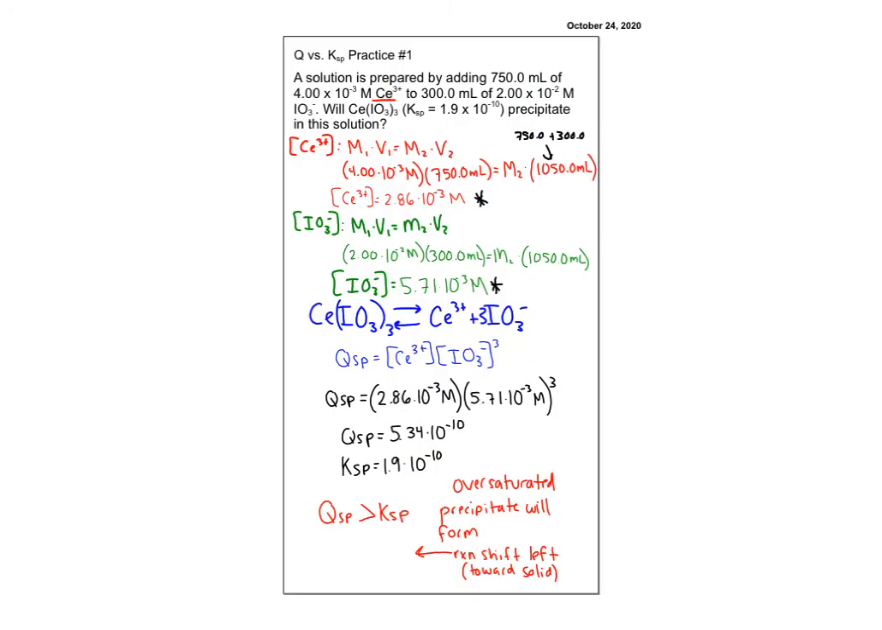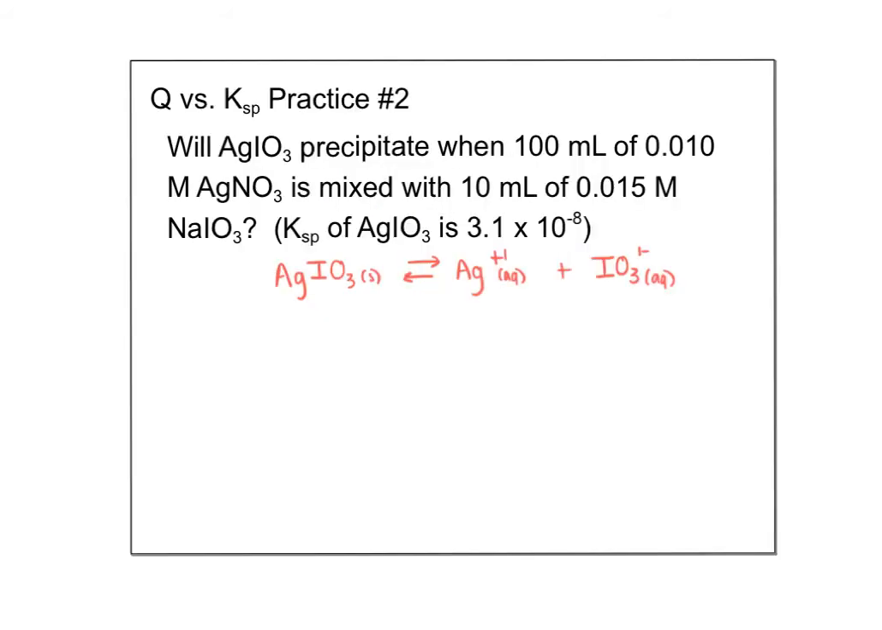Here's that same thing just written out. I wasn't sure if I was going to talk through it quickly or go through it, so you can look this over if you need to. Okay, will AgIO3 precipitate? So that is my solid. If I'm asking for that to precipitate, this one is my solid. And you can confirm that because that's what they gave me the KSP for.